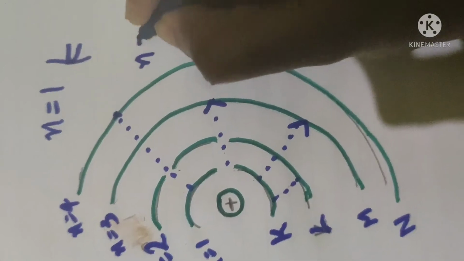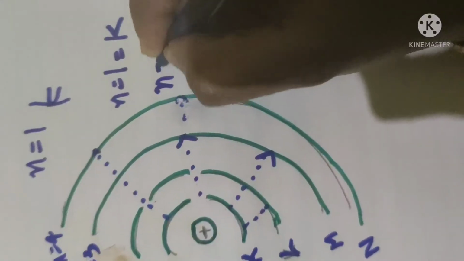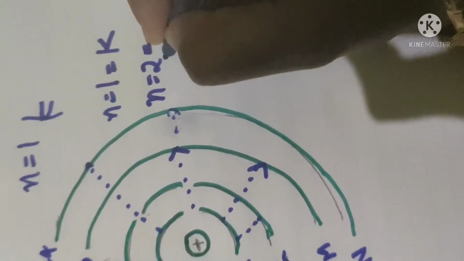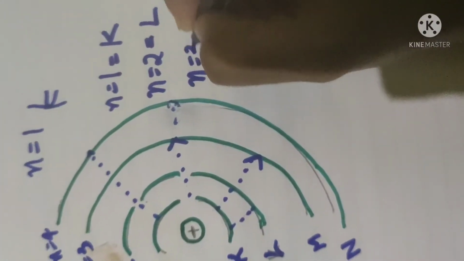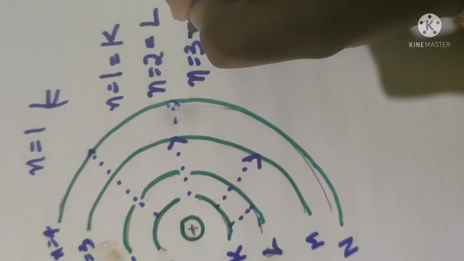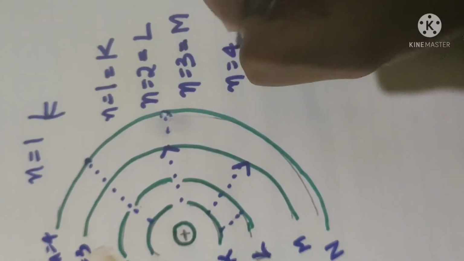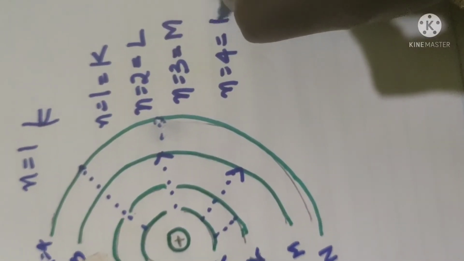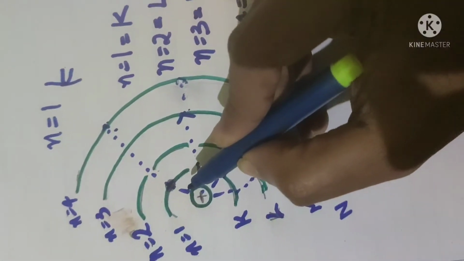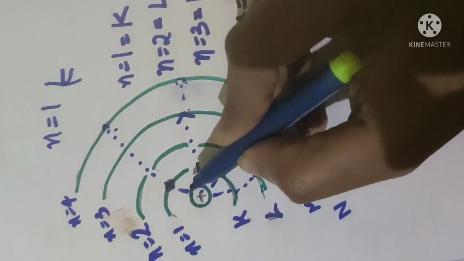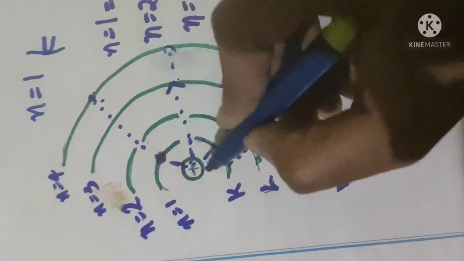If n equals 1, that corresponds to K shell. And if n equals 2, it corresponds to L shell. If n equals 3, it corresponds to M shell. And if n equals 4, it corresponds to N shell. And what is the next point? It also helps to determine the distance of the orbit or electron from the nucleus.